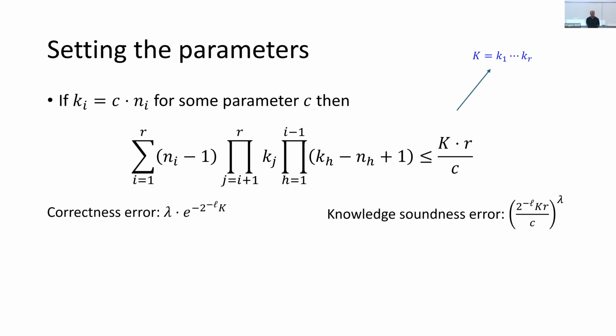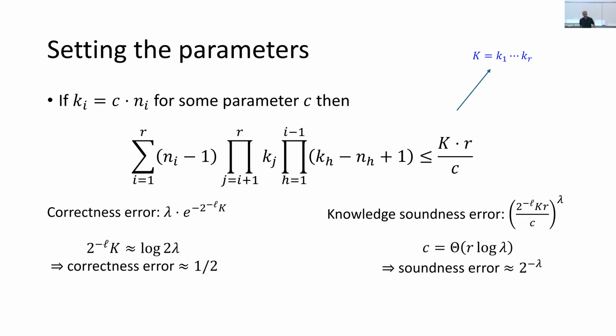So the correctness error is what we said before. The knowledge soundness error can be greatly simplified if you set the parameter k_i to be some c times n_i, where it's the same c for all rounds. And then you can set the parameters in a way where the correctness error is 1/2, which is good because it's non-interactive. So if you fail, you can just resample the proof. And the soundness error is something like 2 to the minus lambda.